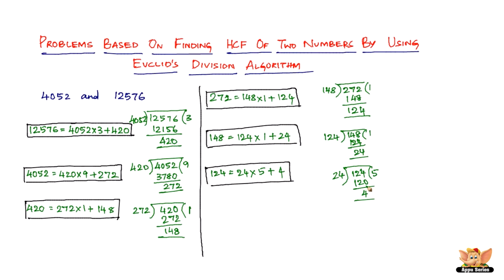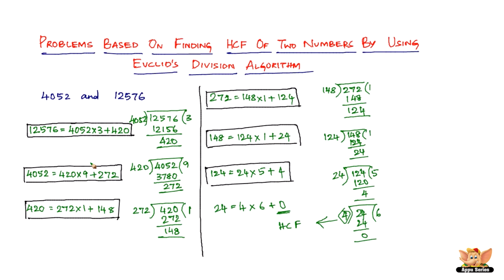I think this should be the last, because you can see that 4 definitely divides 24 perfectly. So we've got the divisor as the dividend and the remainder as the divisor. So 4 goes 6 times in 24. Then we've got a 0 remainder. So definitely 4 is the HCF that we've been looking for. So 24 equals 4 times 6 plus 0. Since we've got the 0, 4 is the HCF. So 4 is the biggest number that could divide 4,052 and 12,576.